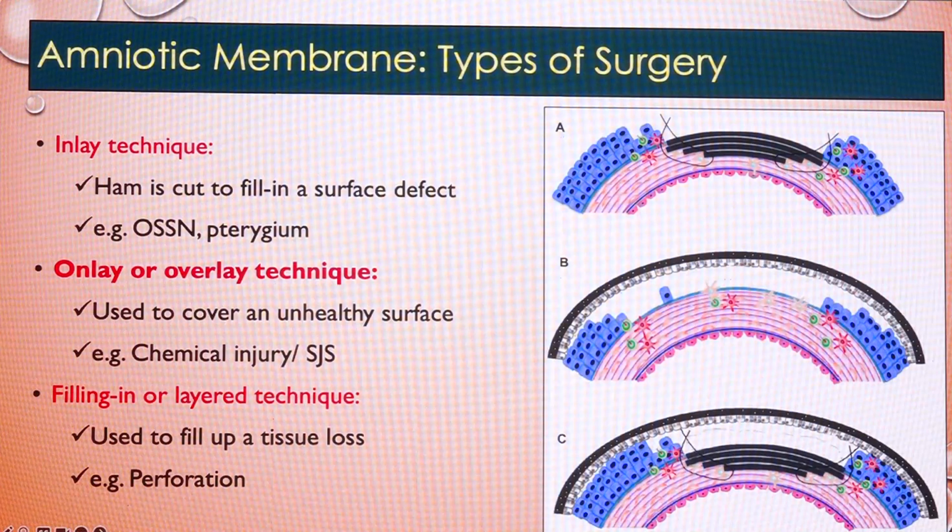So you have a large defect with an unhealthy surface, so you fill it up with multi-layer amniotic membrane, and then finally cover it up with a larger sheet of amniotic membrane.